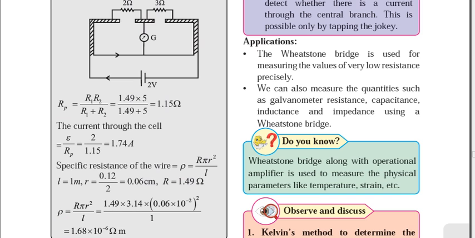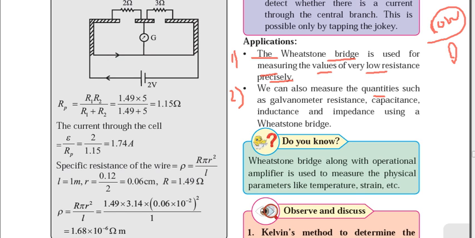Then application of Wheatstone bridge. So first application of Wheatstone bridge is, the Wheatstone bridge is used for measuring the values of very low resistance precisely. ठीक है, तो जनरली Wheatstone bridge जो यूज़ किया जाता है वो लो रेजिस्टेंस मेजरमेंट के लिए यूज़ किया जाता है। ठीक है, तो लो रेजिस्टेंस को एक्यूरेटली Wheatstone bridge कैलकुलेट कर सकता है। So that is the first application of this Wheatstone bridge.